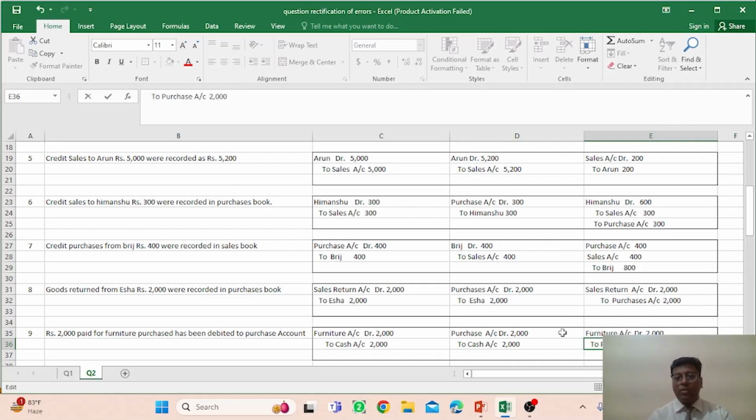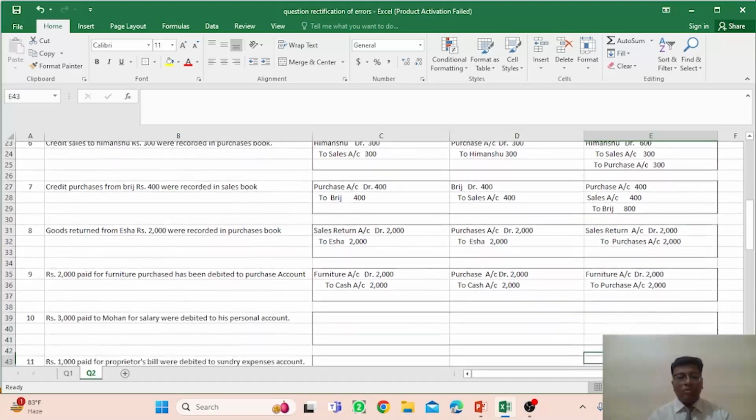and the cash account was intact because the cash account should have been credited in the books by rupees 2000, and already it was done. To cash account rupees 2000, so there is no need to touch this cash account again. But because the furniture account was not entered by 2000 rupees in the books, you have to mention it now. And the purchase account was wrongly debited by 2000, so you have to correct this error by making the purchase account credit by rupees 2000.